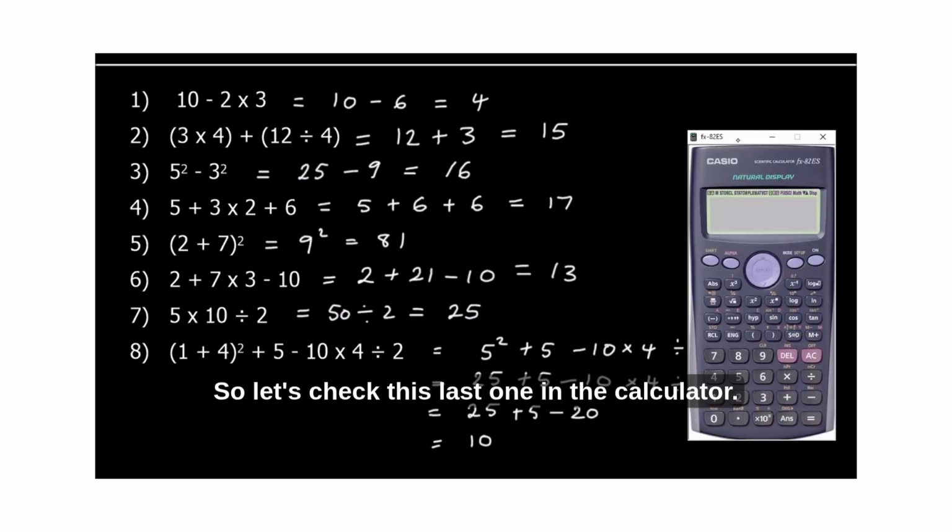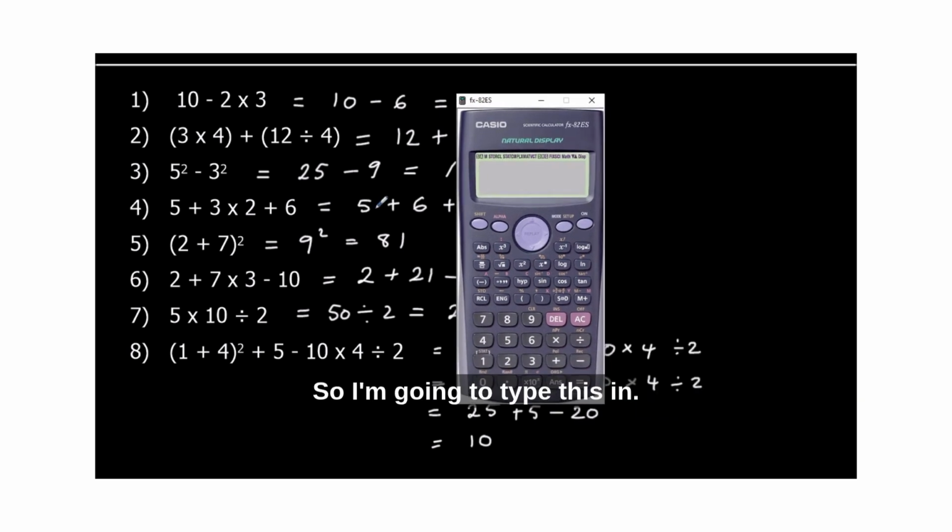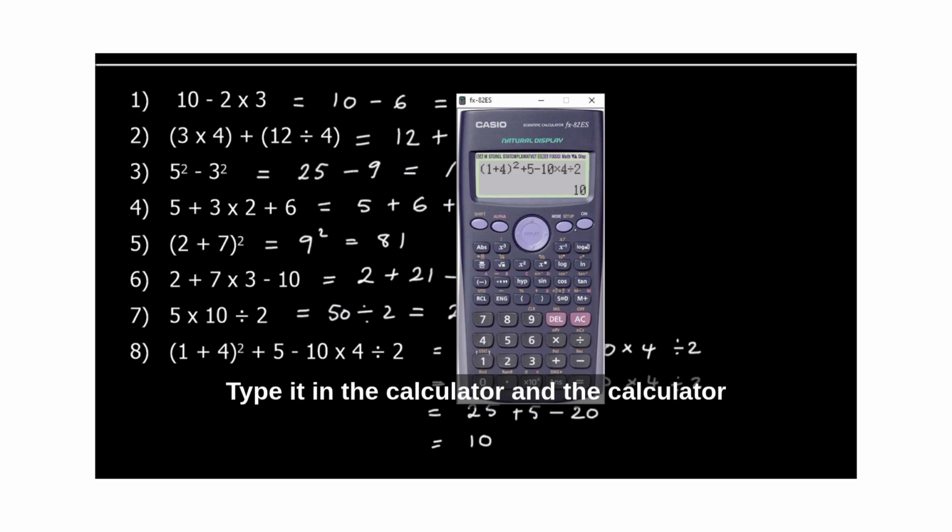So let's check this last one on the calculator. So I'm going to type this in. So 1 plus 4 squared plus 5 minus 10 times 4 divided by 2. Type it in the calculator, and the calculator does the correct order of operations and gets the answer of 10.